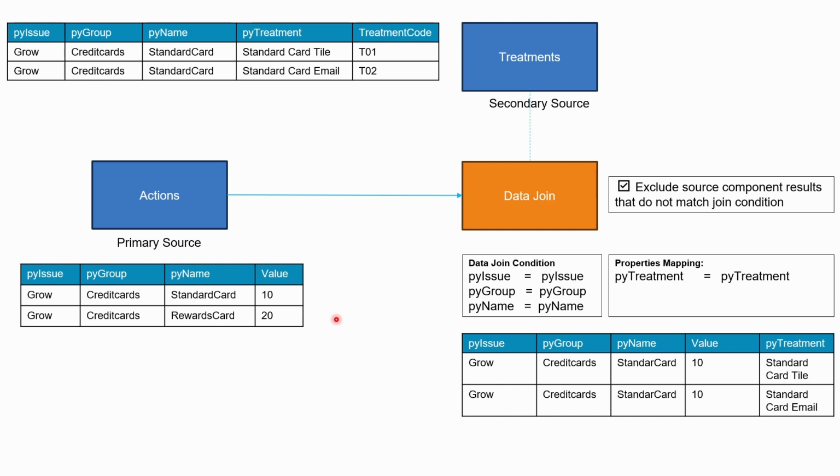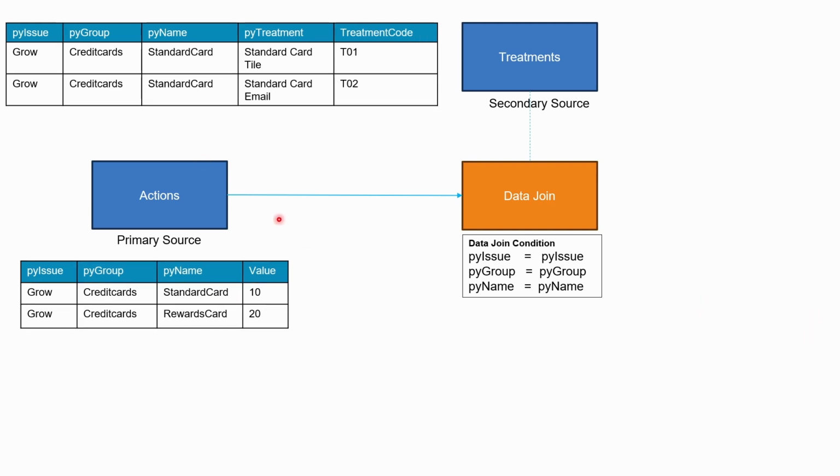Now let us quickly see the results. Boom. So these are our results. It has only standard card with the PY treatment copied from the secondary source. But we don't have the treatment code, right? That is because in the property mapping we did not do the treatment code mapping, and that is the reason we don't have treatment code.